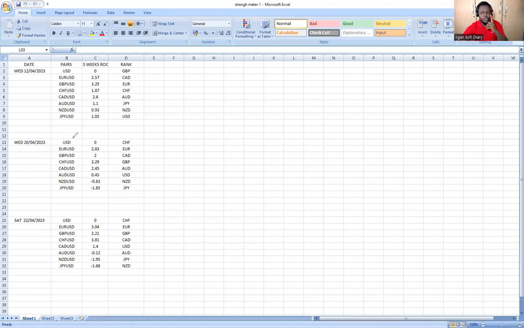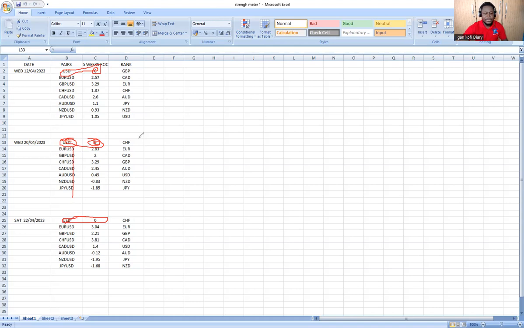Any currency that you want to use to do your calculation, if you want to use USD, and you pair the USD as the quote currency, that currency is always 0. The figure you give to that currency is 0. So I have decided to use USD, so USD will always be 0. Two weeks ago, USD was 0 here. Last week, USD was also 0. And today, Saturday, per what I have done, you can see USD is also 0 again.